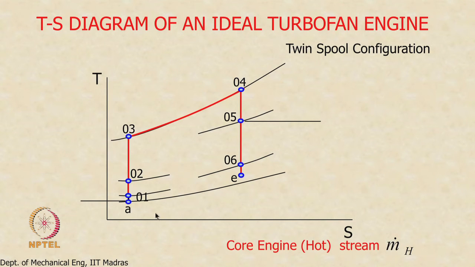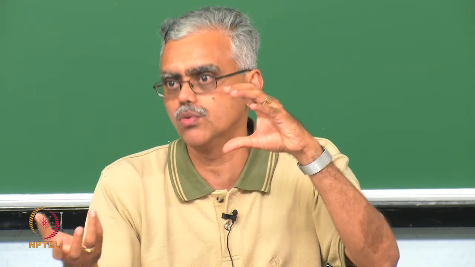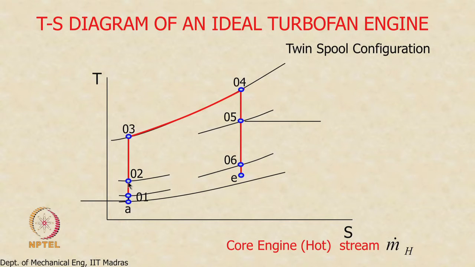So if you follow a streamline that goes through the core engine, we start from the free stream and then we go through the intake. At the end of that, the thermodynamic state is 0, 1, and then this part of the air, the m dot h part of the air, goes through the inner portion of the fan, where it achieves a certain pressure rise, usually as we said 1.15 or 1.17. So this is the amount of air m dot h that goes through the inner part of the fan.